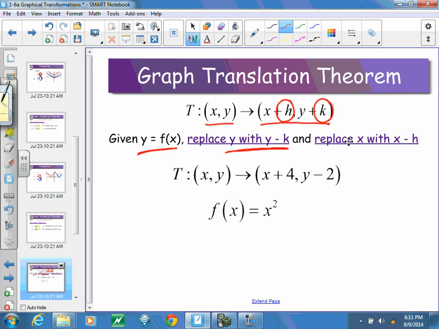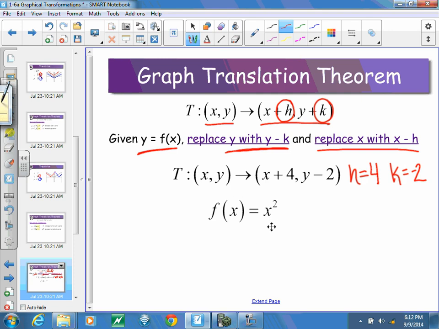So let's take a look at an example here. Here I have a function T. I'm going to do a translation, and I'm going to move my graph 4 units to the right, and I'm going to move it down 2 units. So this is telling me that my value of h is positive 4, and my value of k is equal to negative 2.